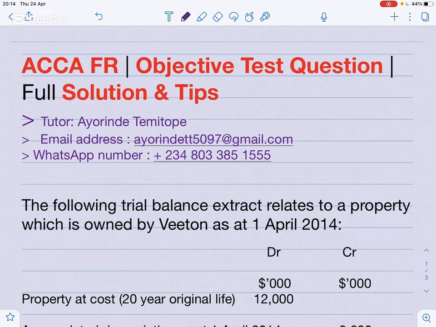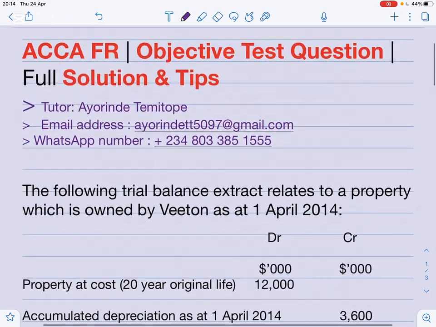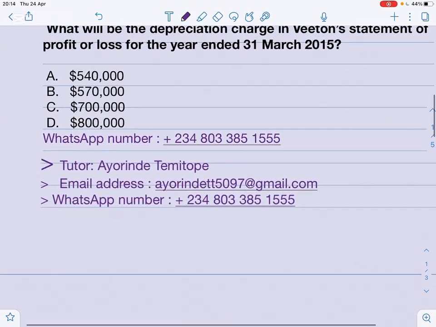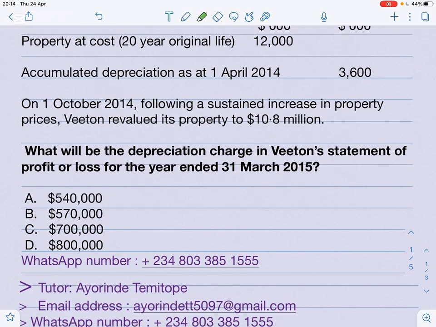So I have one of the past ACCA questions here for us to check out. The requirement of the question is what we are going to check first. So let's have a look at the requirement of the question. It says, what will be the depreciation charge in Vinton's statement of profit or loss for the year ended 31st March 2015? Okay, so that is something we need to get right.